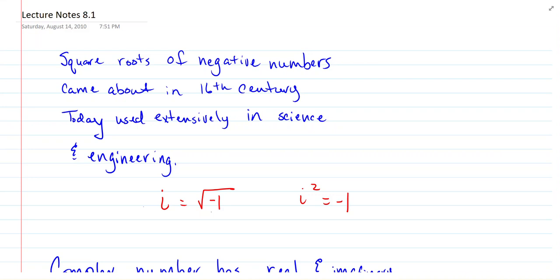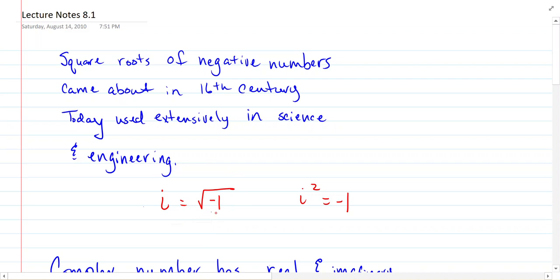Section 8.1 is about complex numbers and polar equations. So we start out, and if you have not had algebra or it's been a while, we need to remember some things about negative numbers. The square roots of negative numbers came about in about the 16th century, and they're still used today in science and engineering. What we need to remember for our stuff is i is equal to the square root of -1.